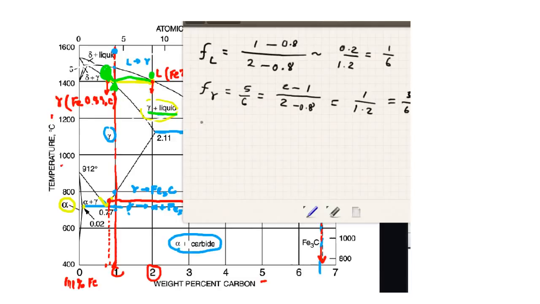And you can use this rule anytime you have a two-phase region. You can also use it in an isothermal transformation for three phases. We'll do that in another problem.